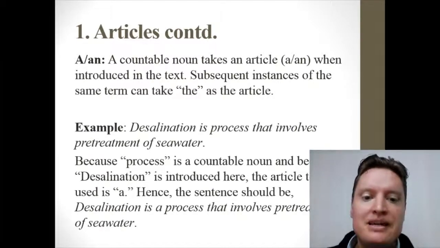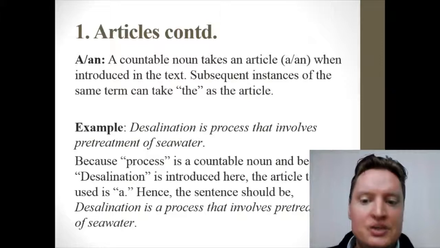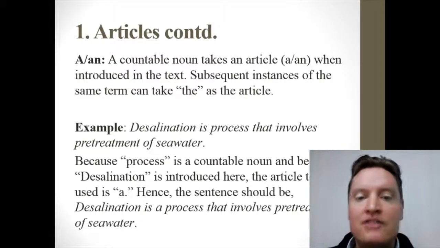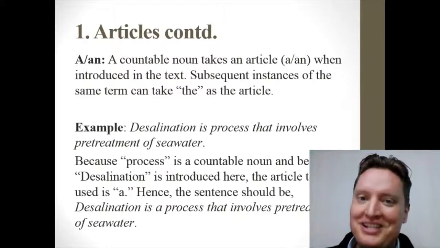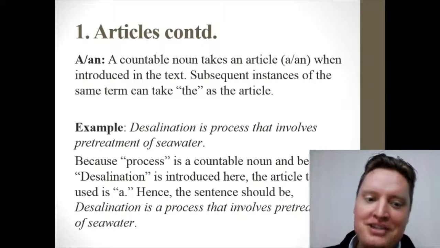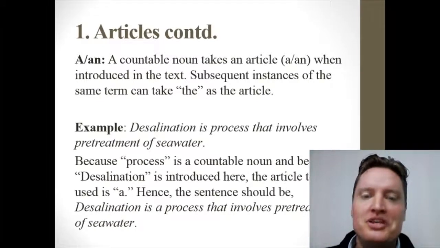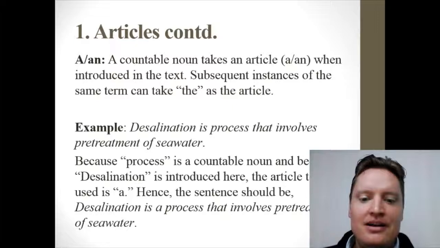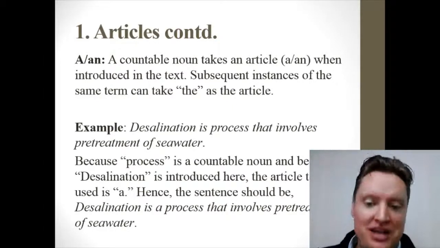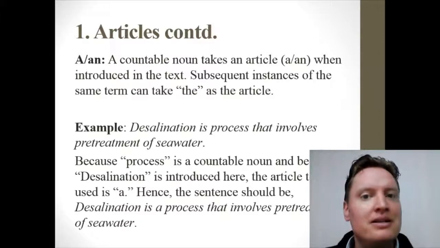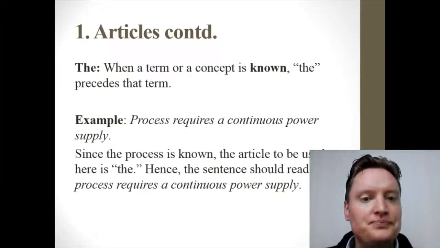Here's an example. Desalination is process that involves pretreatment of seawater. Because process is a countable noun, and because it is introduced here, the article to be used is a. Hence, the sentence should be, desalination is a process that involves pretreatment of seawater.